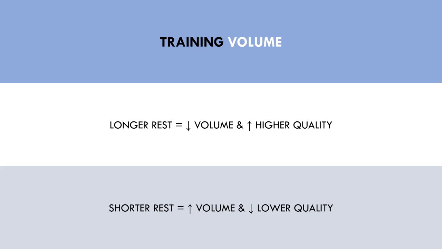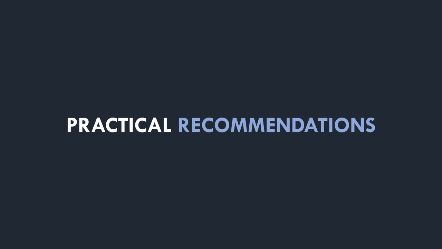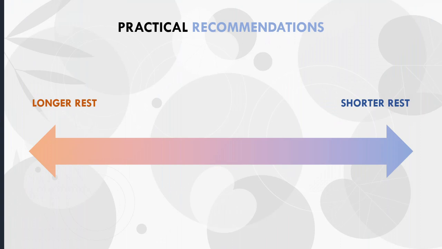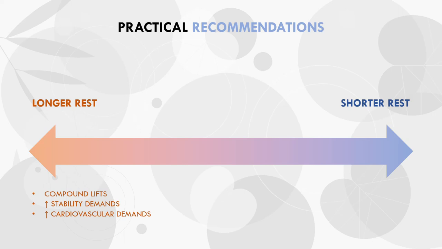So to summarize this video, let's establish some practical recommendations. I like to think of interset rest prescriptions on a spectrum. On one side, we have longer interset rest periods, and on the other side, we have shorter rest. Generally, longer rest periods are going to be more suitable for compound lifts with high stability demands and high cardiovascular demands. They are also more suitable if trainees don't really have limitations for how long they can spend in the gym, and for those conducting a fairly low volume training program. This will allow high quality training for these exercises and will likely promote superior long-term muscle growth.